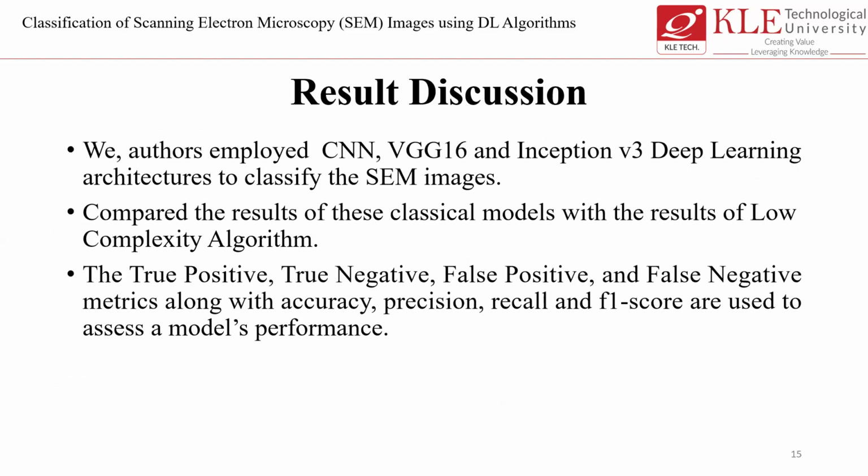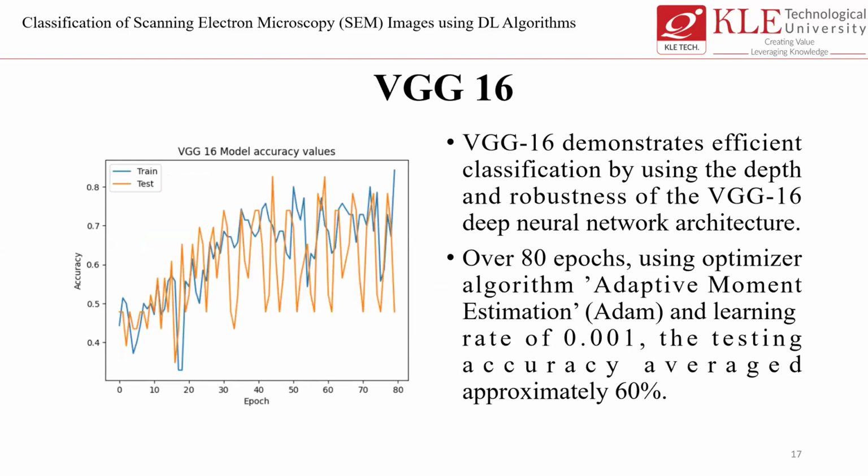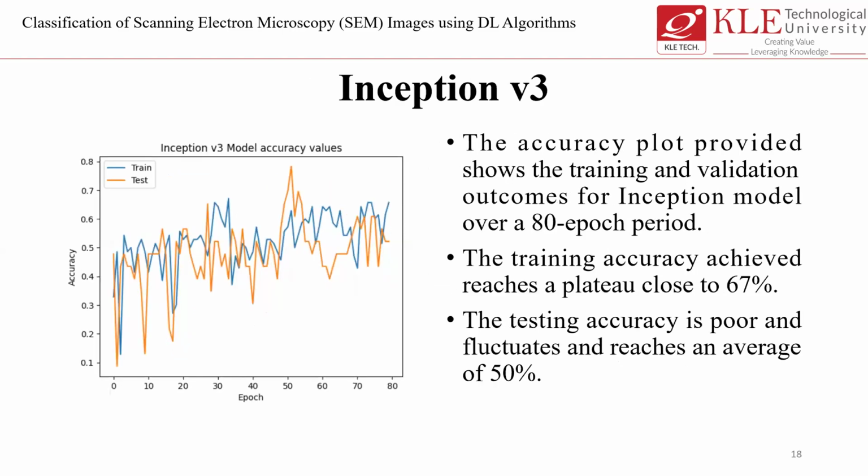Before we get into the results, the classical deep learning architectures we used were CNN, VGG16, and Inception V3, to compare and interpret our algorithm's results. Coming to the results, for the CNN, over 80 epochs, the testing accuracy was around 52%. We also have the classification report for each deep learning model. The second one is VGG16, and over the same 80 epochs, using a learning rate of 0.001, we reached a testing accuracy of around 60%. For Inception V3, the testing accuracy we achieved is 50%.